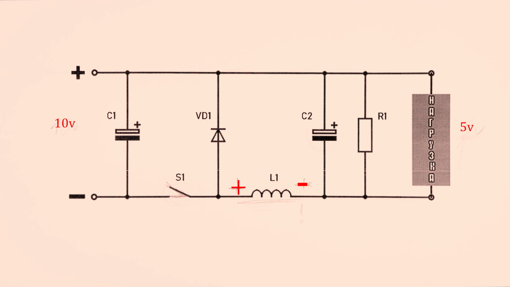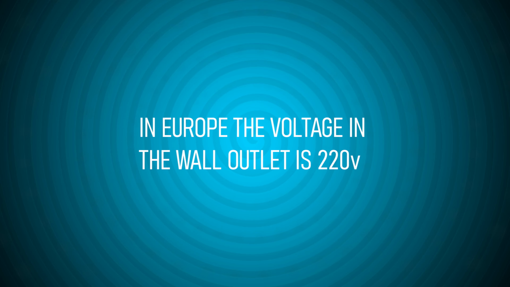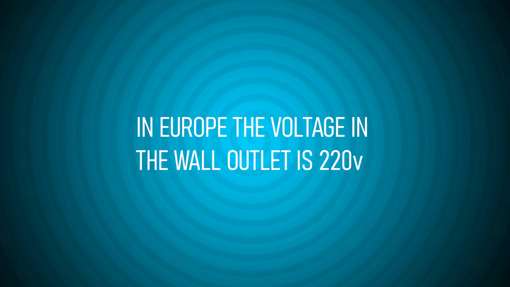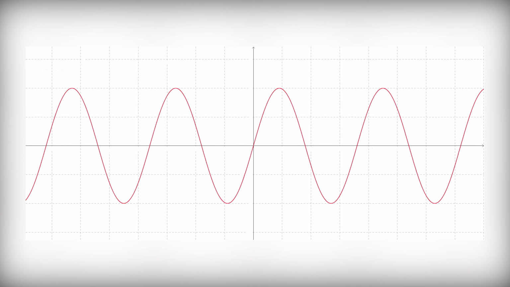And finally, myth number 10. In Europe, the voltage in the wall outlet is 220 volts. Well, isn't it? It depends. Here is the wall outlet sine wave. What do you think its amplitude is? Let's find out with a simple experiment.